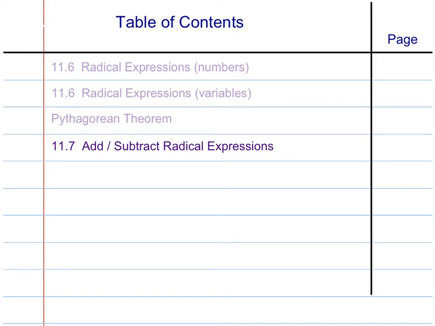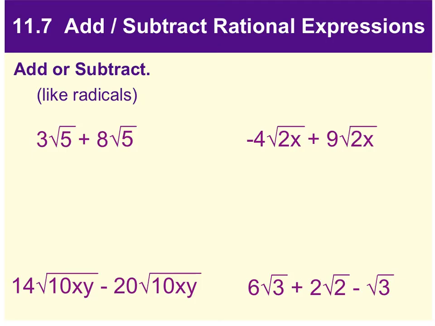Today's lesson is 11.7. We're going to add and subtract our radical expressions. Alright, so we're adding and subtracting these radical expressions. And basically what you want to look to see is if the terms you're trying to add together are like terms. So when we throw radicals into the mix, what makes something a like term?